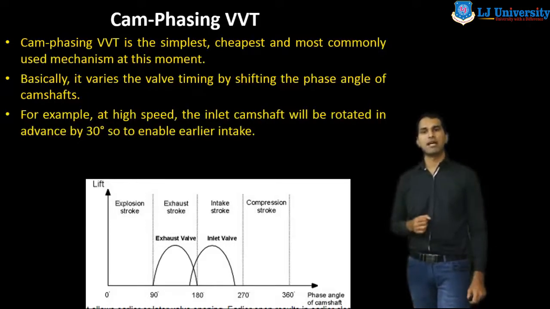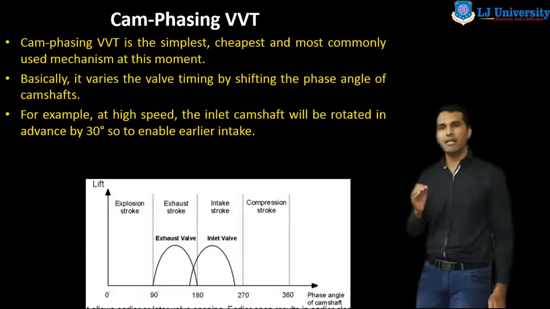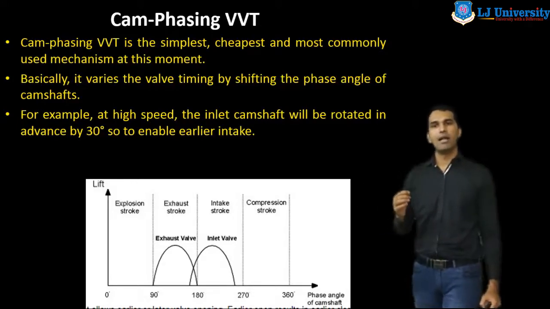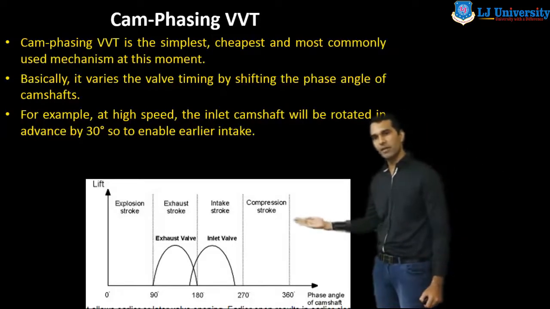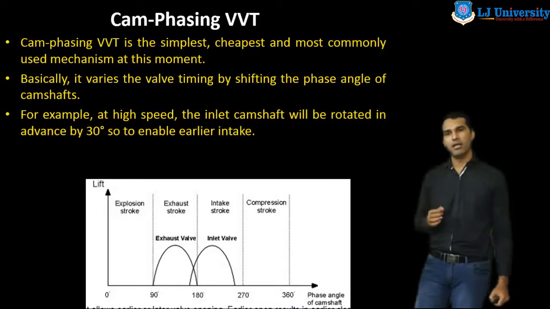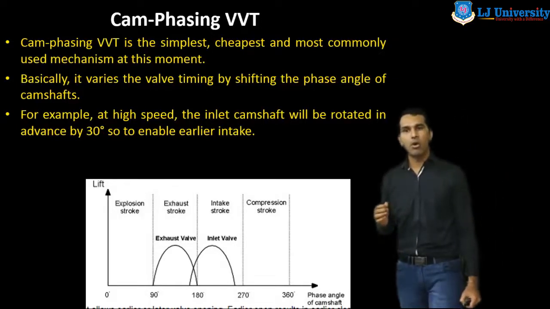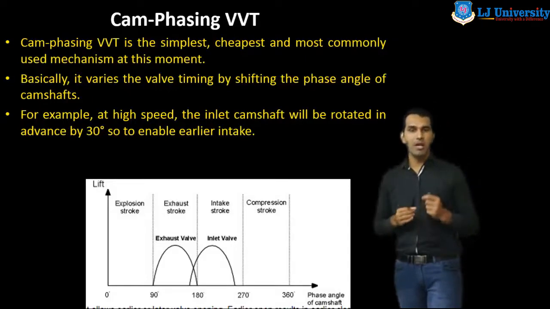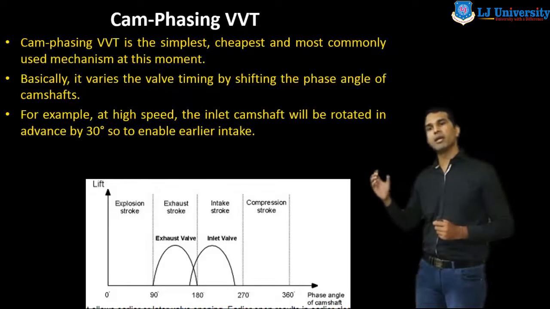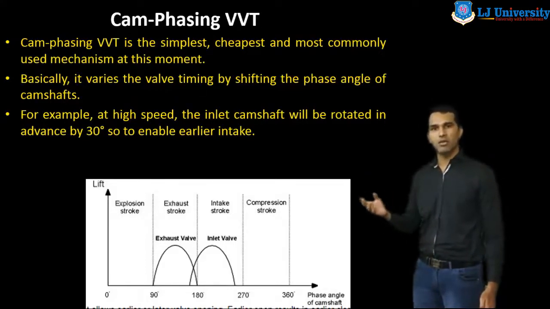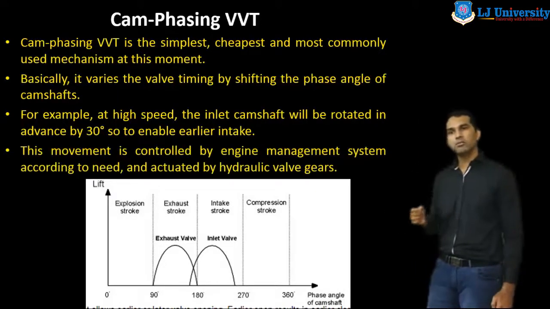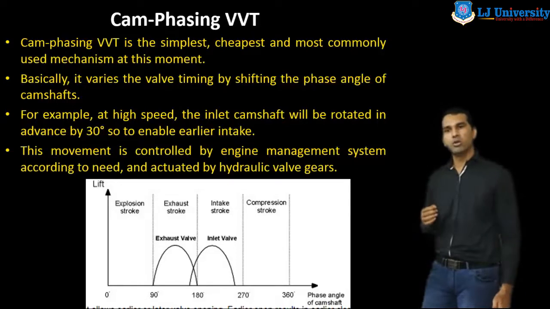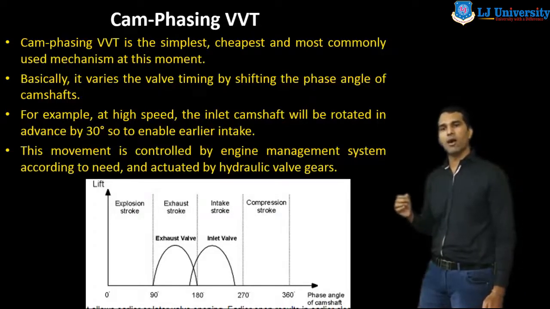Now we understand with the help of this example. At high speed, the inlet camshaft will be rotated in advance by 30 degrees to enable earlier intake. Here in this figure we can see the opening of the inlet valve is provided earlier by 30 degrees. The actual timing of the opening of the inlet valve we can see here is 180 degrees, but as the speed is increased, we provide the opening of the inlet valve earlier by 30 degrees. So approximately it opens at 150 degrees. This movement is controlled by the engine management system, or we can say the ECU, according to need, and actuated by the hydraulic valve gear.